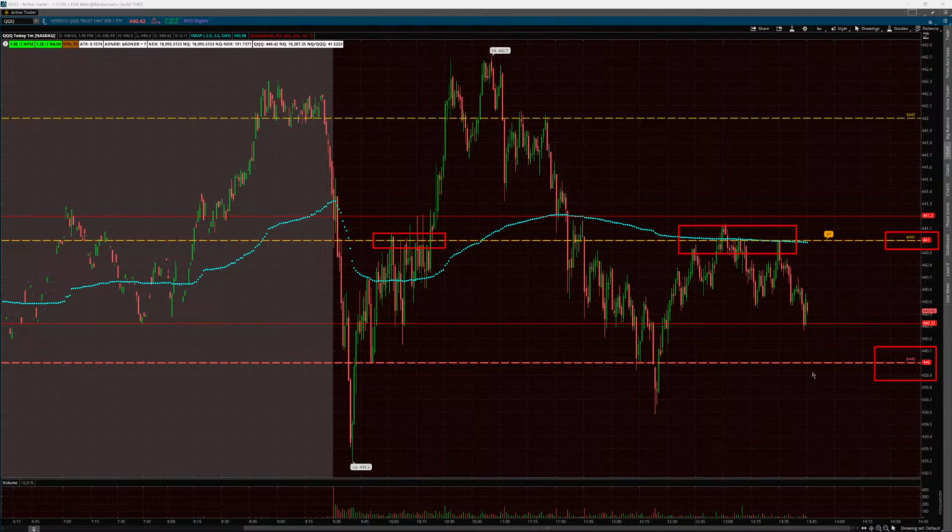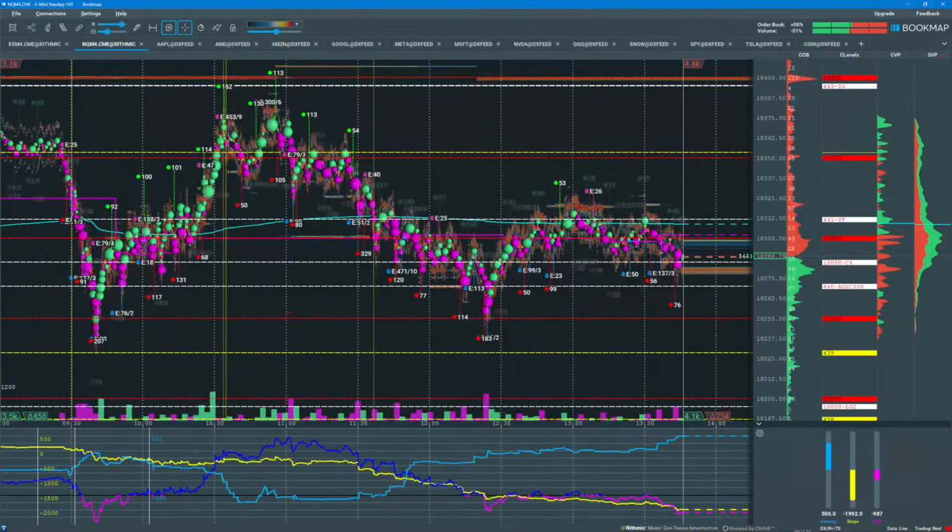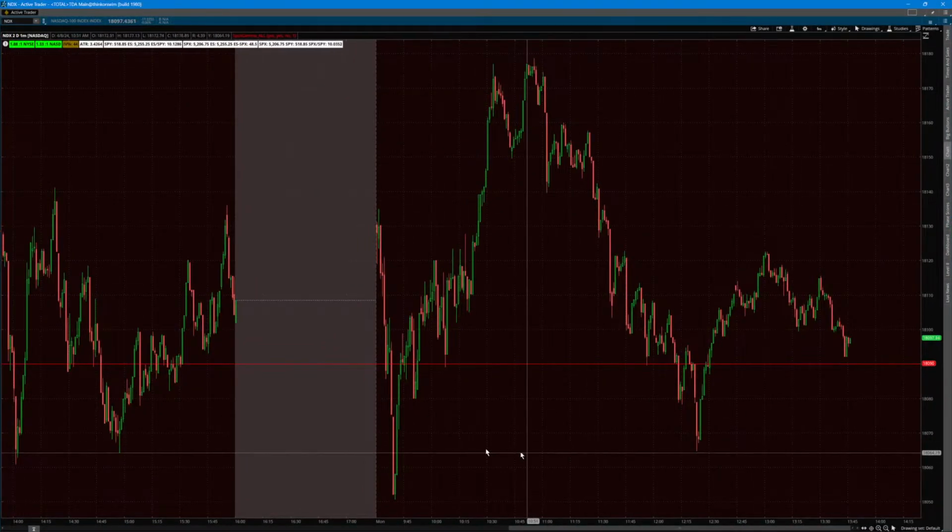Also VWAP just above that. So that's the 441 volatility trigger. And below that, the 440 absolute gamma strike. Round number level 442 acting as resistance. All right, let's take a quick look at NDX. Then we'll go back to NQ Futures.